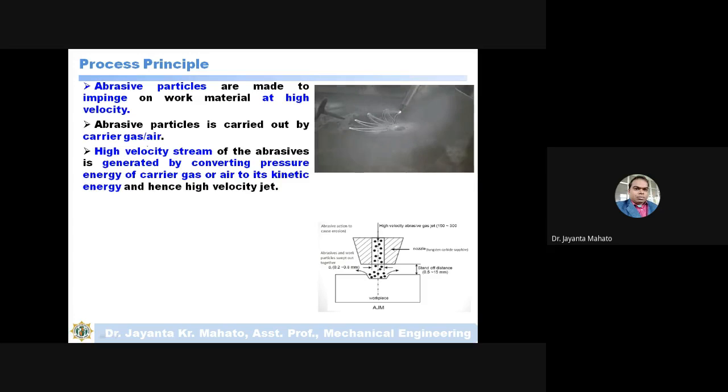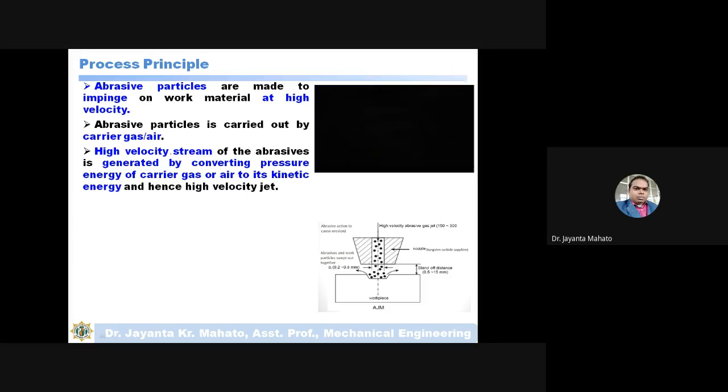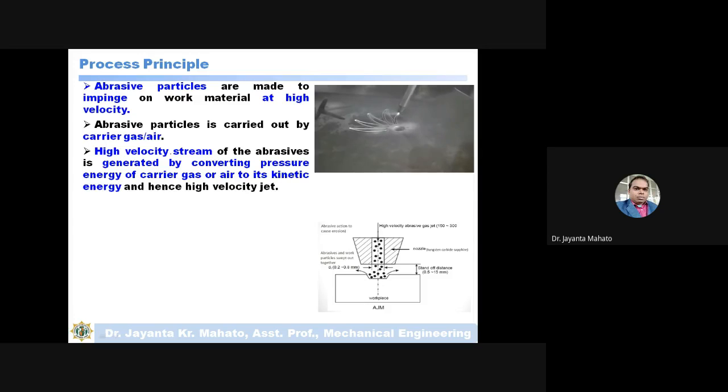The high velocity stream of the abrasive is generated by converting the pressure energy of a carrier gas or air to its kinetic energy, and hence a high velocity jet. जो abrasive particle इसके ऊपर impinge हो रही है at high velocity, यह velocity कैसे मिले? So this is actually by converting the pressure energy of the gas to kinetic energy. Means जो गैस और एयर और वाटर कोई भी हो सकती है, जो यूज करेगा, ये at very high pressure. ओके, हाई प्रेशर में सिलेंडर में स्टोर किया जाता है.